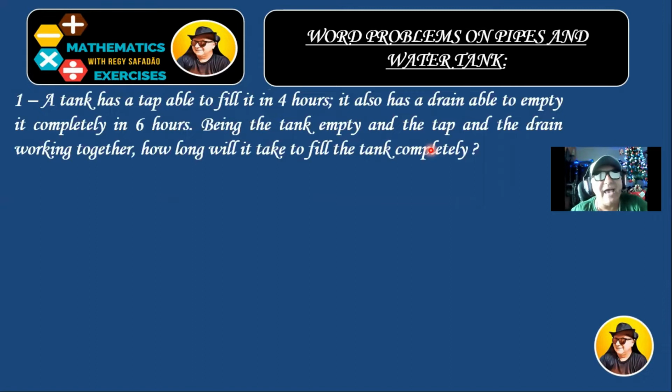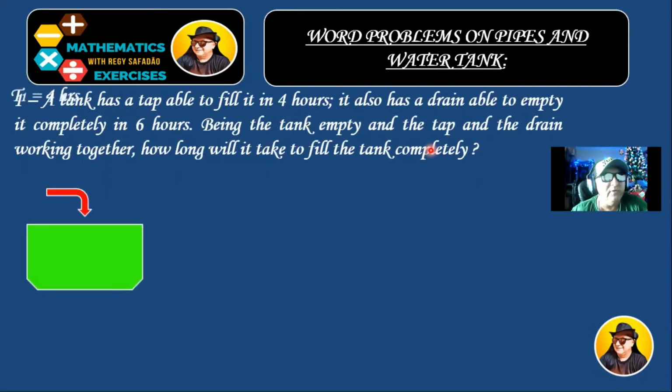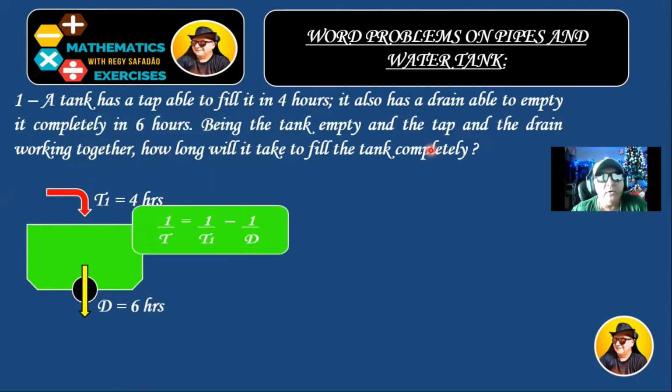A tank has a tap able to fill it in 4 hours. It also has a drain able to empty it completely in 6 hours. Being the tank empty and the tap and the drain working together, how long will it take to fill the tank completely? So let's see a figure with a tap. This is tap 1. It fills the tank in 4 hours, and the drain empties the tank in 6 hours.